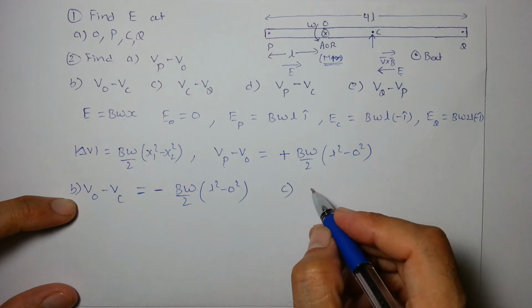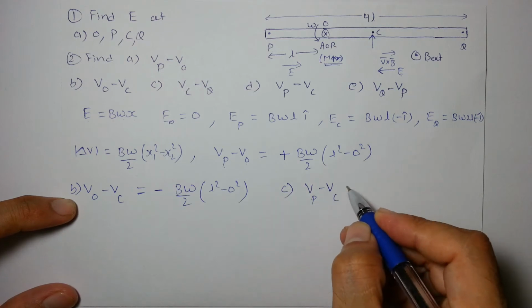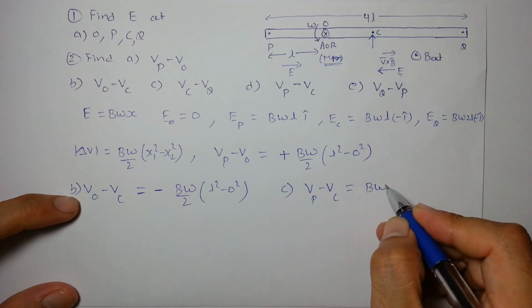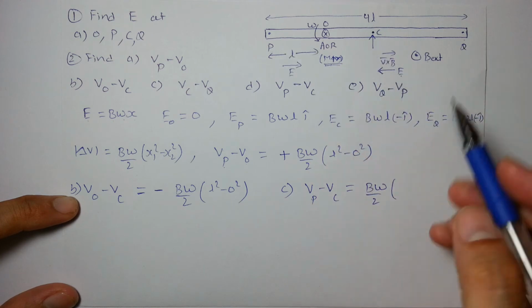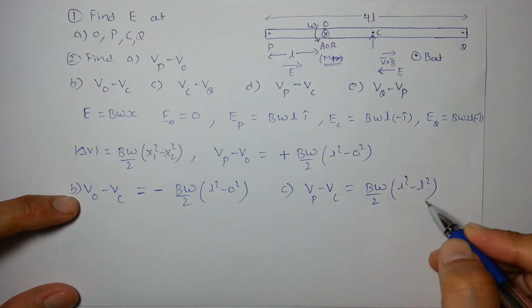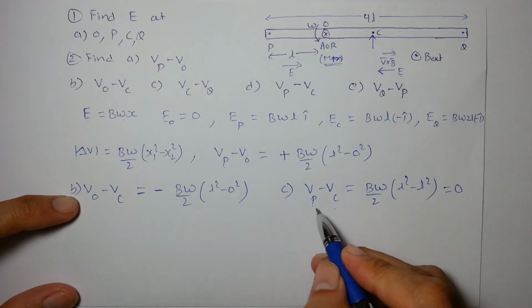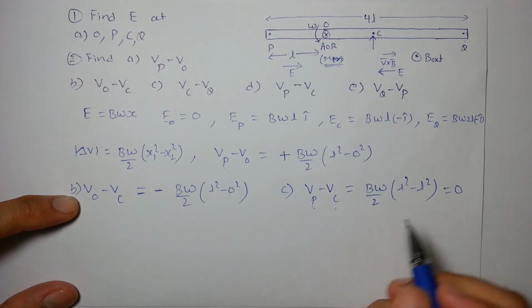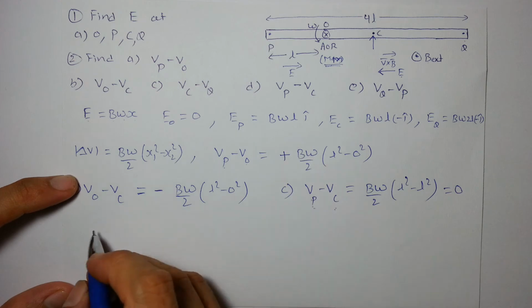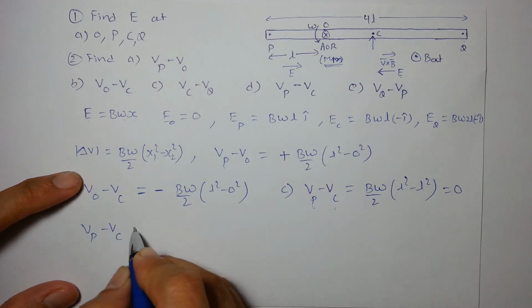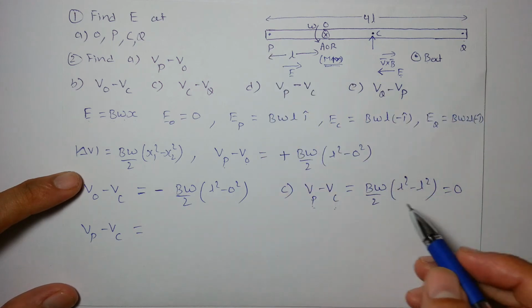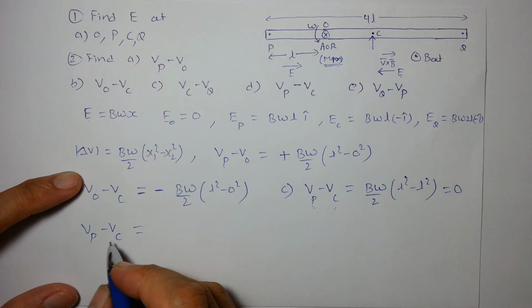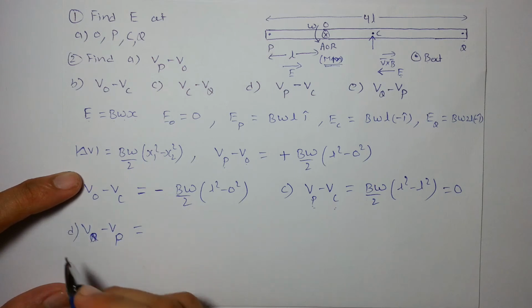The C part is Vp minus Vc. B omega by 2, and P and C are both at distance L, so this will be 0. If points are equidistant from the axis, the potential difference will be 0. Again, I have already calculated Vp minus Vc. The last one is Vq minus Vp.